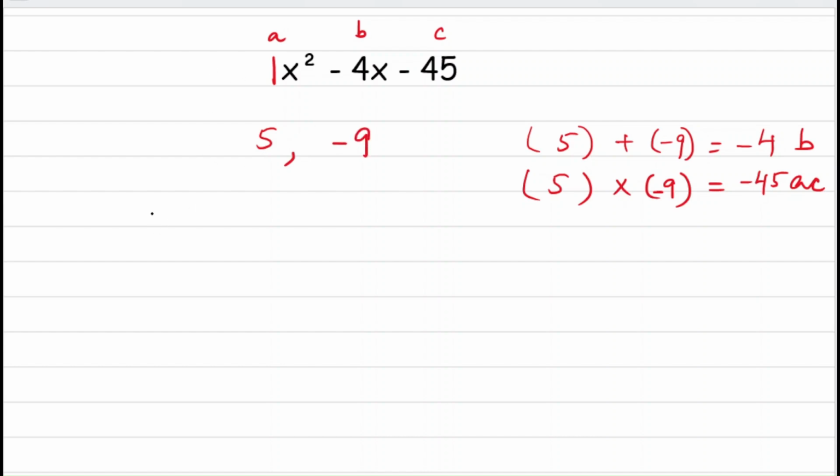So this polynomial can be factorized into two linear factors as x plus 5 and x minus 9. This is the factorization. So what are we doing? We are looking for two numbers, the same numbers, which when added give me this middle term, and which when multiplied give me the product of C and A.